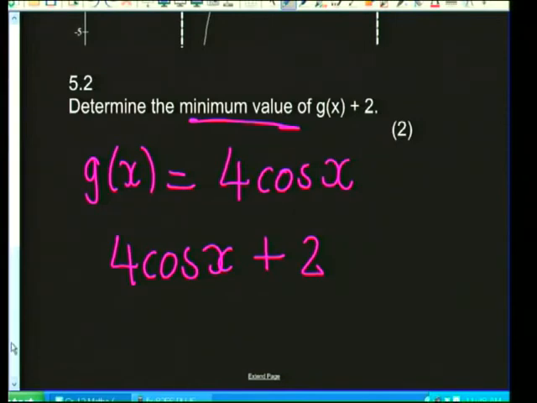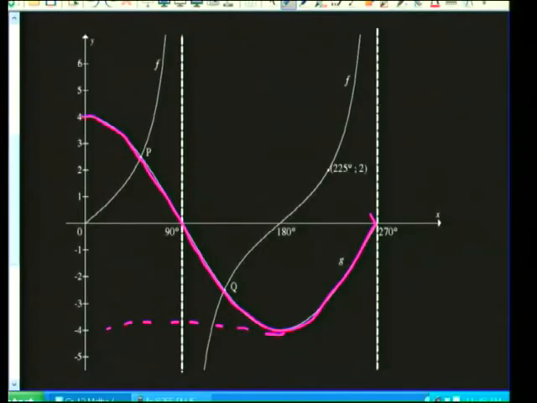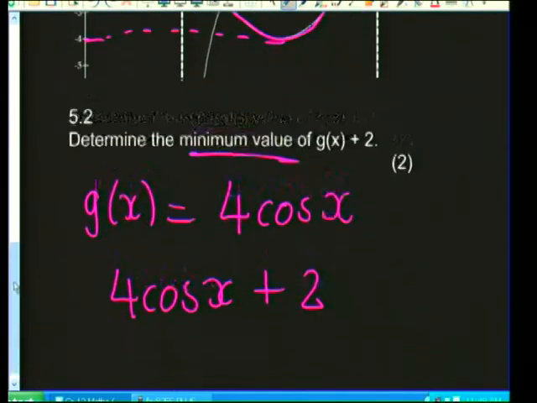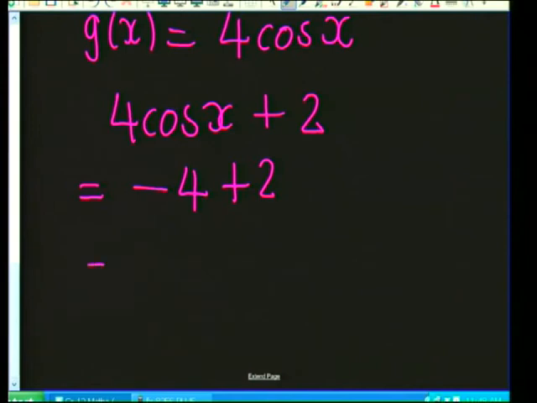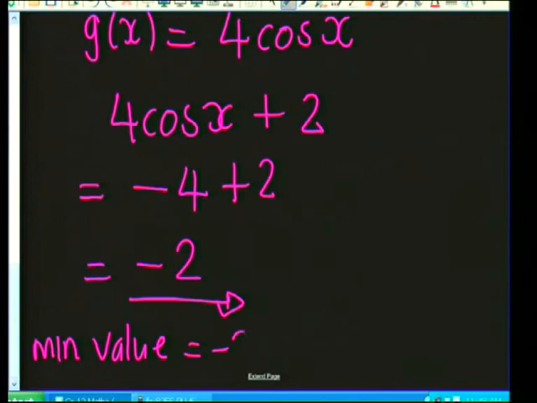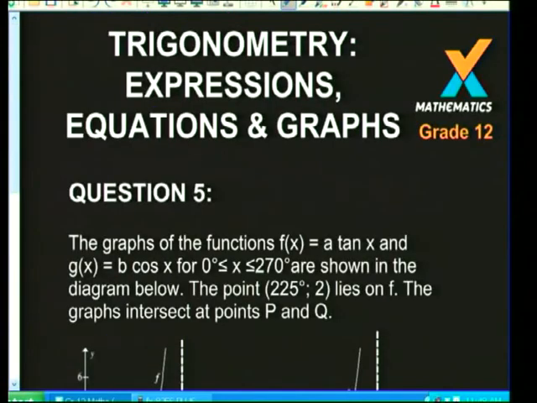Looking at g, the minimum value, guys, is the lowest value that this graph has. If you look at that, it's there. It's negative 4, which means this would be negative 4 plus 2, which would equal negative 2. So your minimum value is negative 2. That's the lowest point that it can be. Let's look at the next question.